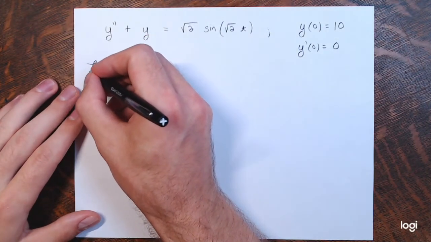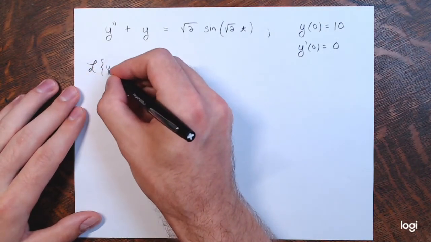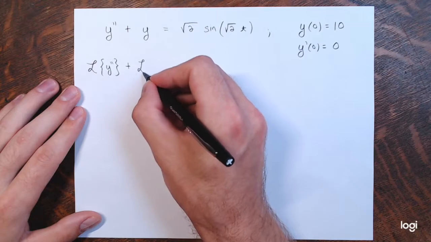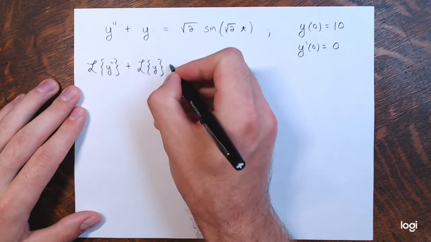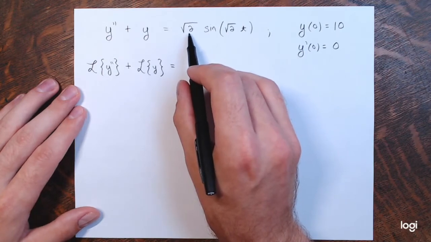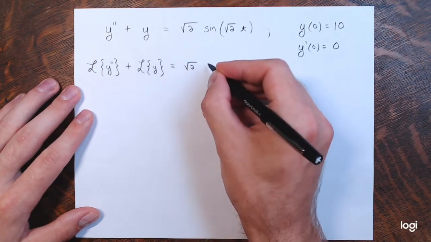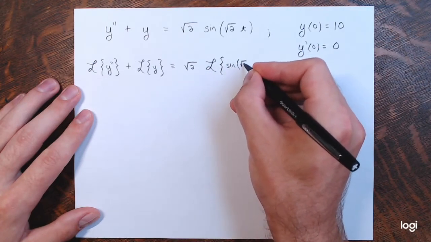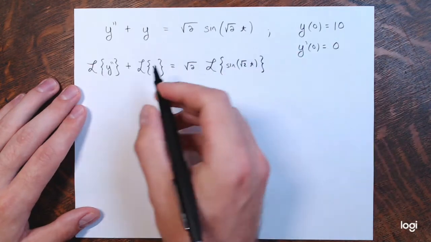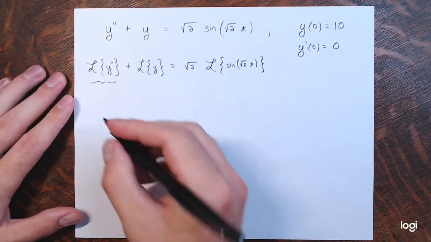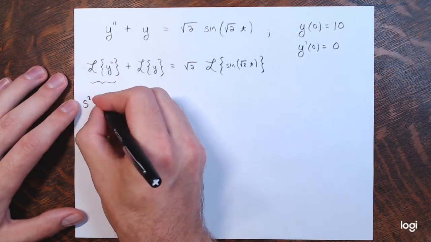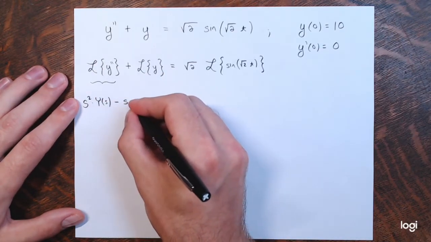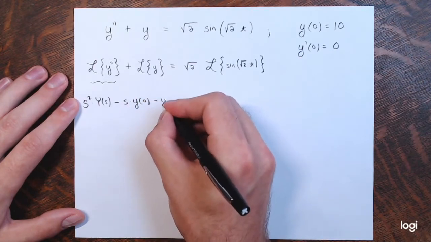Alright, so Laplace transform of both sides. And do the Laplace transform of y double prime. Using the linearity property, I can just go term by term, plus the Laplace transform of y equals, and then using properties of Laplace transforms, I could pull the square root of 2 out here, and times the Laplace transform of the sine of the square root of 2 times t. Alright, so remember from last example, this is s squared times the Laplace transform of little y times y of s minus s times y of 0 minus y prime of 0.